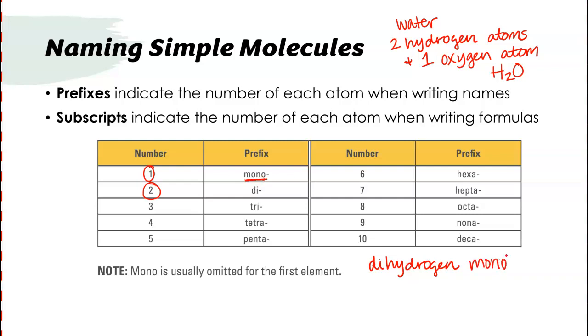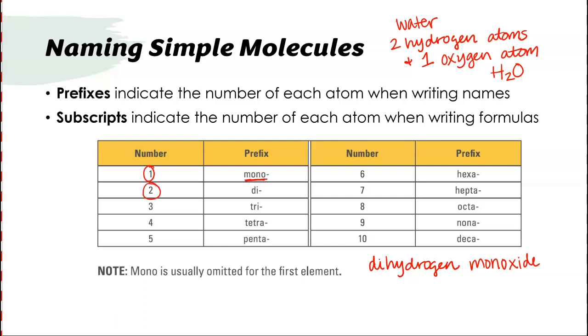And when it is a vowel, especially when it's an O, we drop one of the O's here. So instead of writing monooxide, we just write monoxide. And you'll see this fairly frequently.